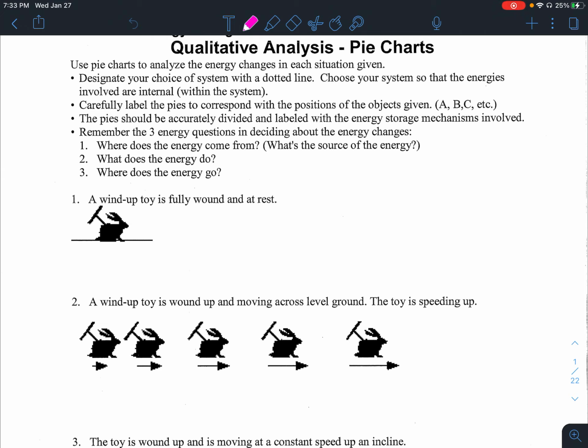We're going to create some pie charts. We say pie chart because we're looking at a total energy. So the total amount, the 100% of the energy we have in the beginning, needs to be the 100% of the energy we have in the end. And it's just going to change form.